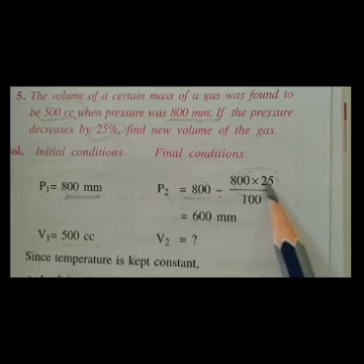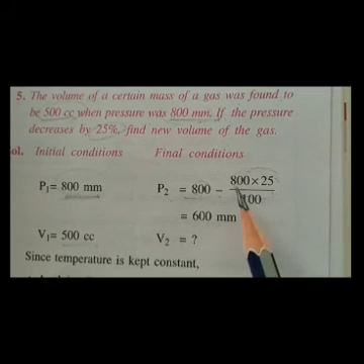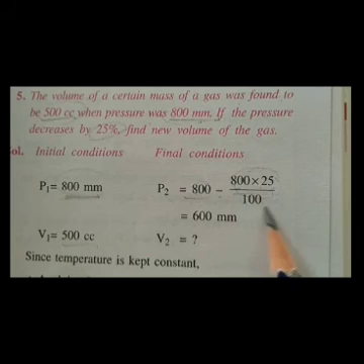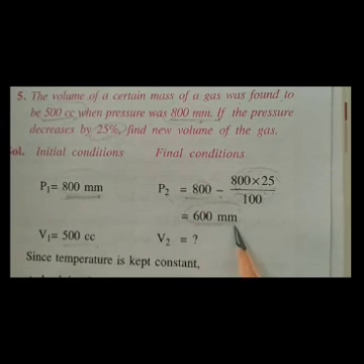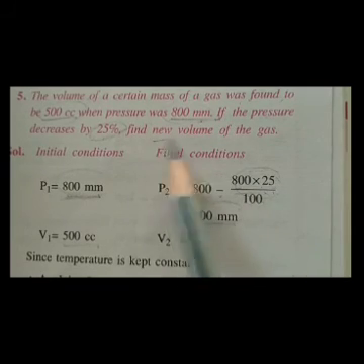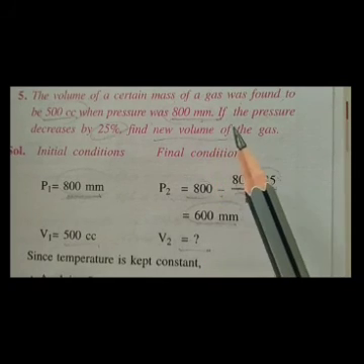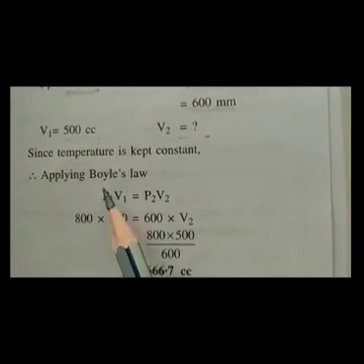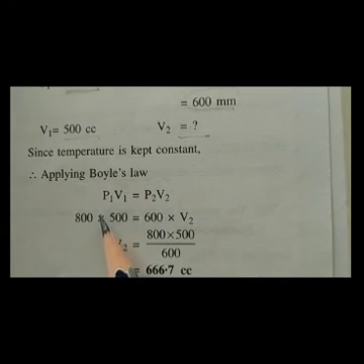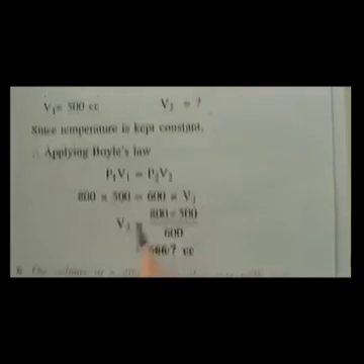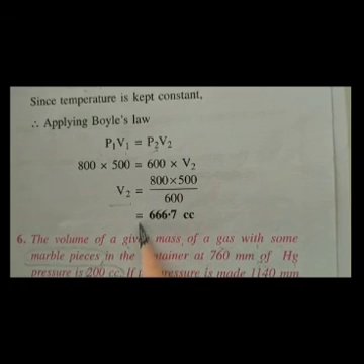And 25% of 800 is equal to 800 multiplied by 25 divided by 100, and it comes out to be 600 millimeter for P2. Here we have to find the new volume, V2. Again the temperature is constant, so we can apply Boyle's law: P1 multiplied by V1 equal to P2 multiplied by V2. Putting the three values in this equation, we get the final volume, which comes out to be equal to 666.7 cubic centimeter.